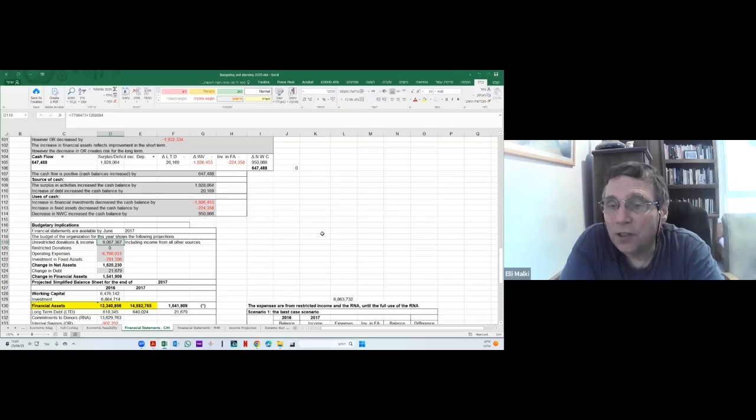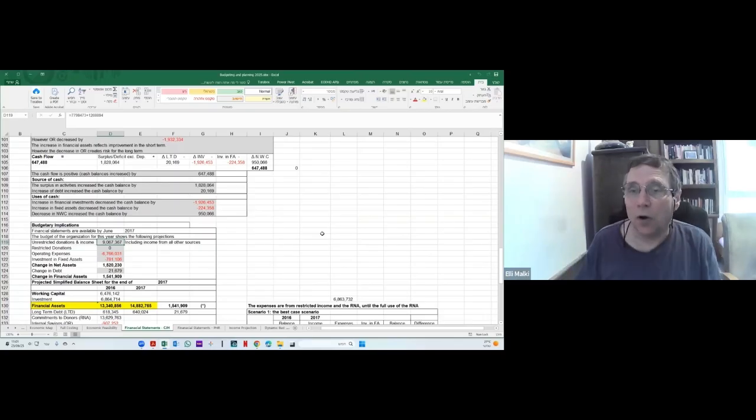But the terminology in the financial statement is slightly different, because in the financial statement, the restricted net assets relate only to donations or maybe government grants in which we have to report on the expenses in order to receive the income. So it's a more narrow definition.